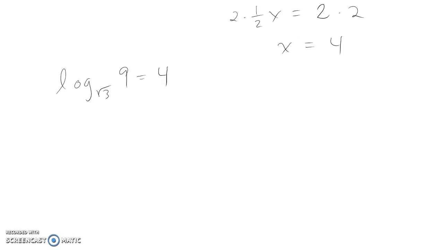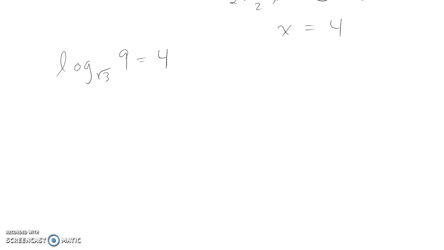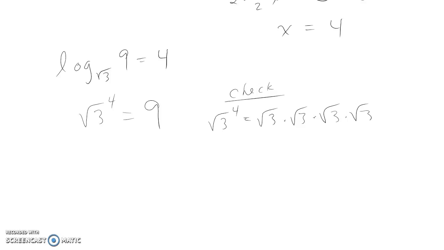Let's take a look at this for a second just to make a little bit more sense of it. We're saying here that the exponent to which we raise the base square root of 3 to get 9 is equal to 4. Well, let's check this. Is this true? If I take the square root of 3 to the 4th power, that's the square root of 3 times the square root of 3 times the square root of 3 times the square root of 3. I know that the rules for radicals say I can multiply everything underneath one radical. 3 times 3 times 3 times 3 is 81. And what's the square root of 81? It is 9. So notice that actually does work.